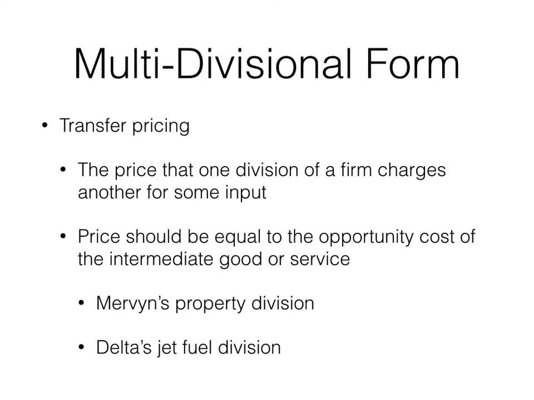Again, you look at Delta with the fuel. It wants to charge the market price to the airline division in order to maximize the joint profitability of both divisions for the company. Mervyn's is the same way. Now, an example where you don't want to see this is a company or a product that has an input for which there is no external market. You don't want to do a double markup on that, so that should be run as a cost center.